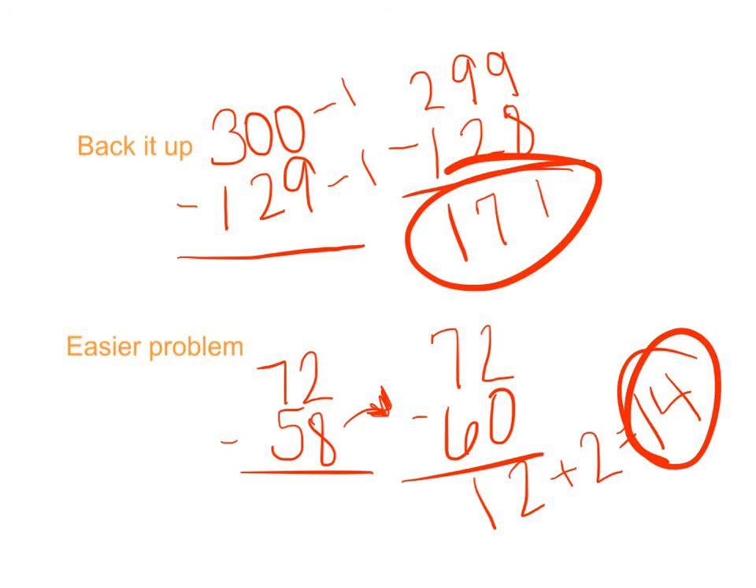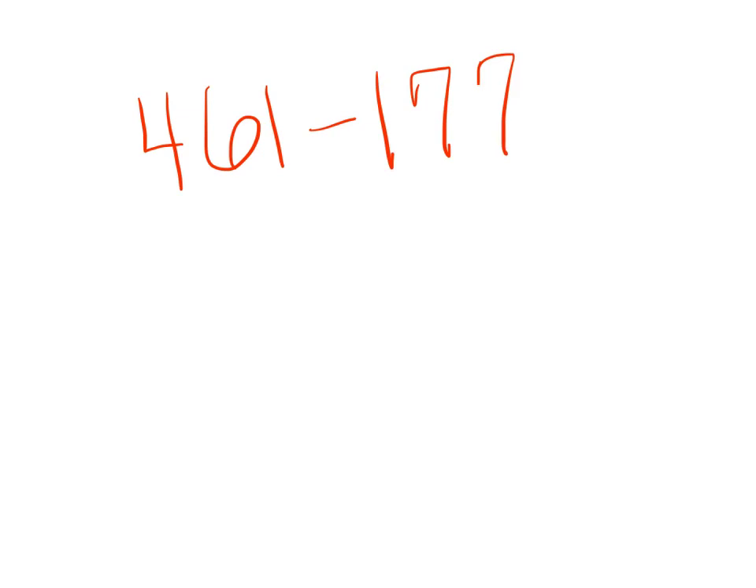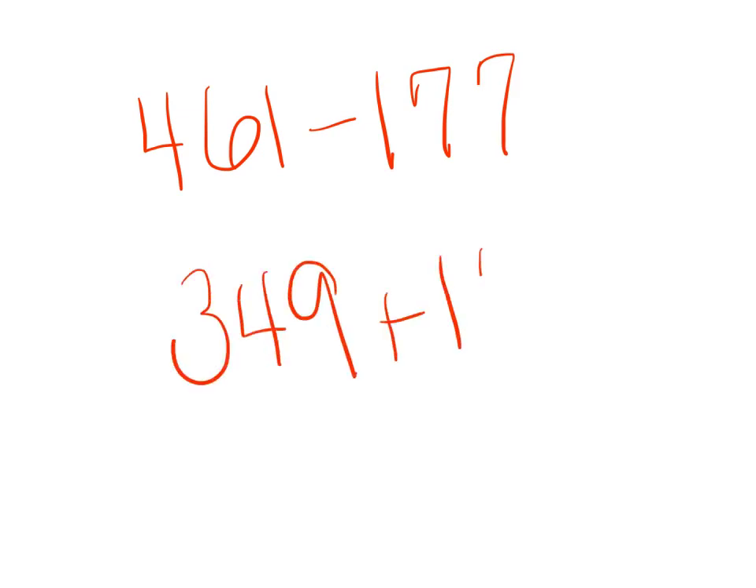We're going to give you problems to do on your own. We want to see one alternative strategy. I know you can do the regular algorithm. I want to see one alternative strategy for each of these problems. So here's your first problem. It is 461 minus 177. Okay. And your other one is going to be 349 plus 175.